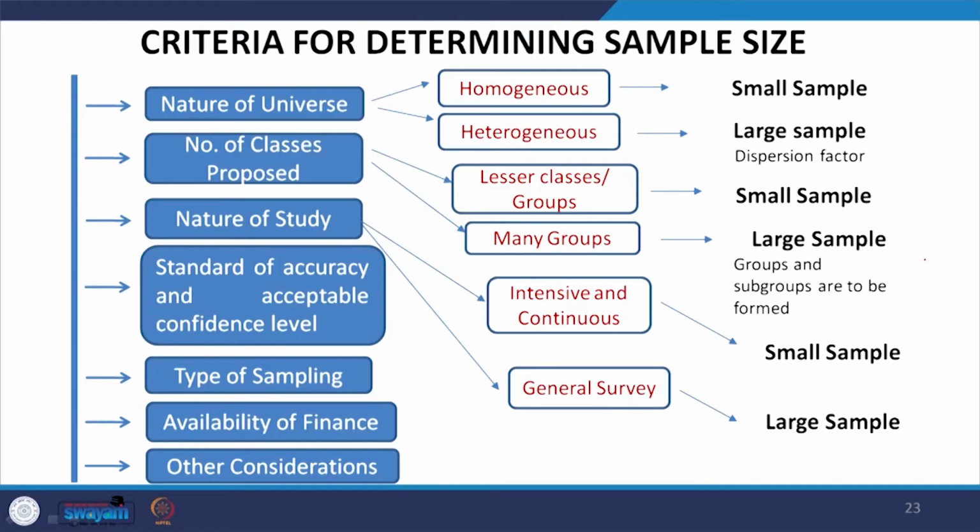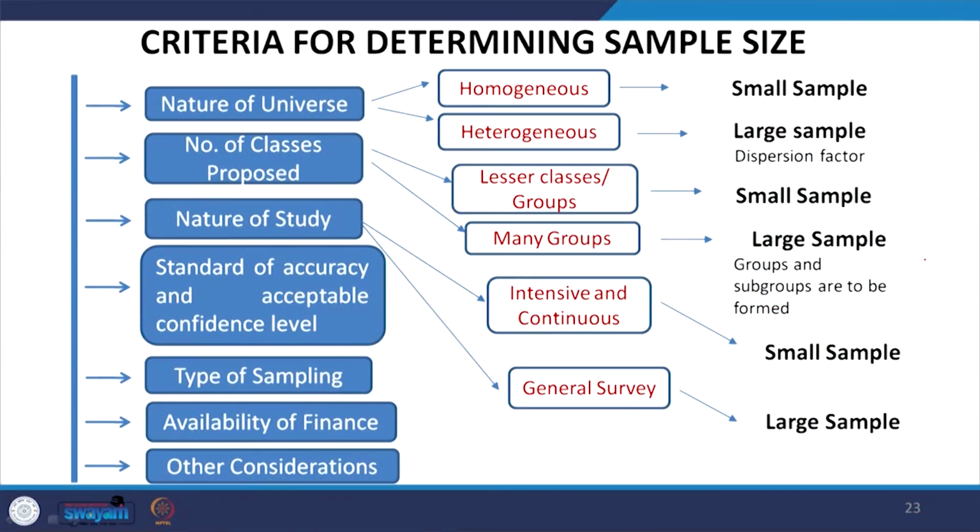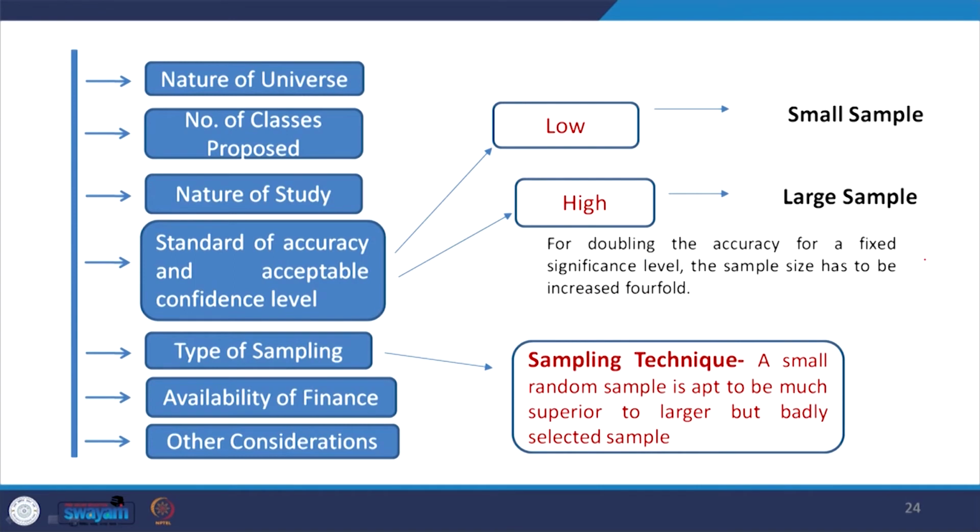Now, other indicators like the standard of accuracy or acceptability related to confidence level. If the confidence level is higher, then to make your confidence level higher, you are supposed to collect a larger sample size. Then the type of sampling, what kind of sampling type you are adopting, availability of finance and other considerations. Let us explain some of those.